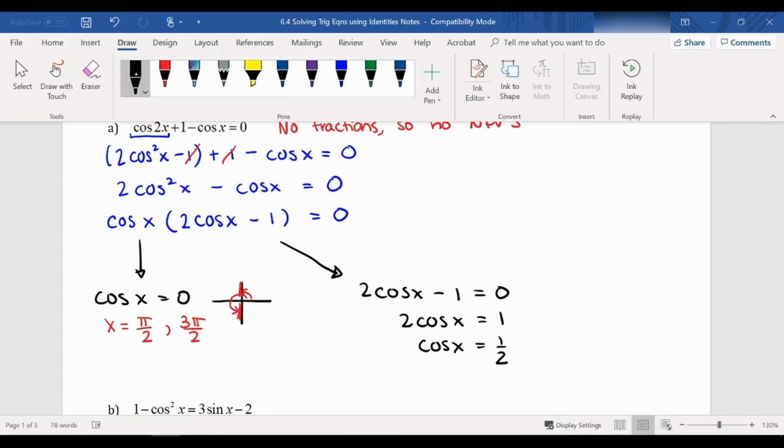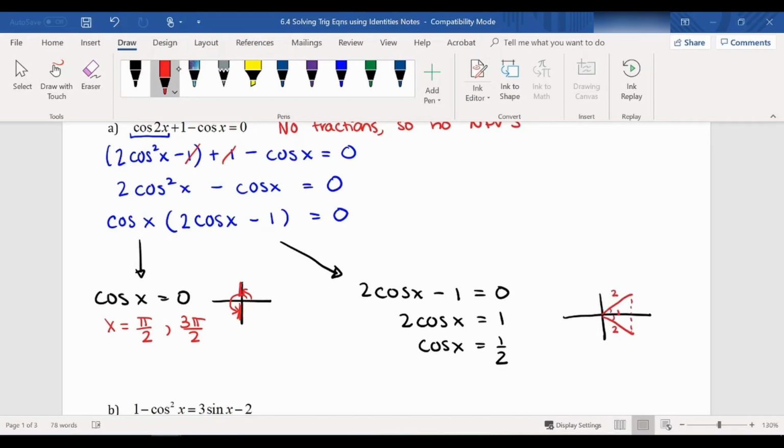For cosine x is equal to 1/2, we know that that means cosine is positive, which is in quadrant 1 or quadrant 4. And we know that cosine is adjacent over hypotenuse.